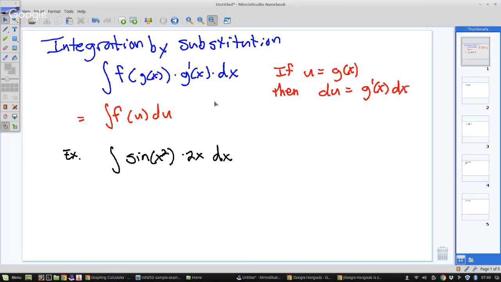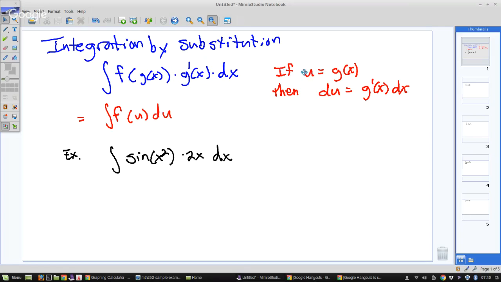Let's take a look again at integration by substitution. It's based on the chain rule from differential calculus. If we have an integral of a function that's a composition of functions, and we have the complete result of the chain rule here, so the derivative of the inner function lives here also, then we can take the derivative.